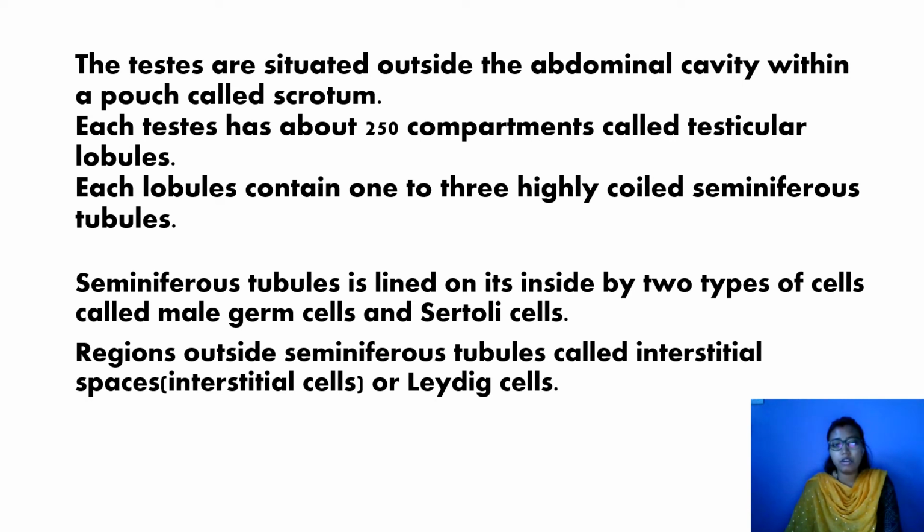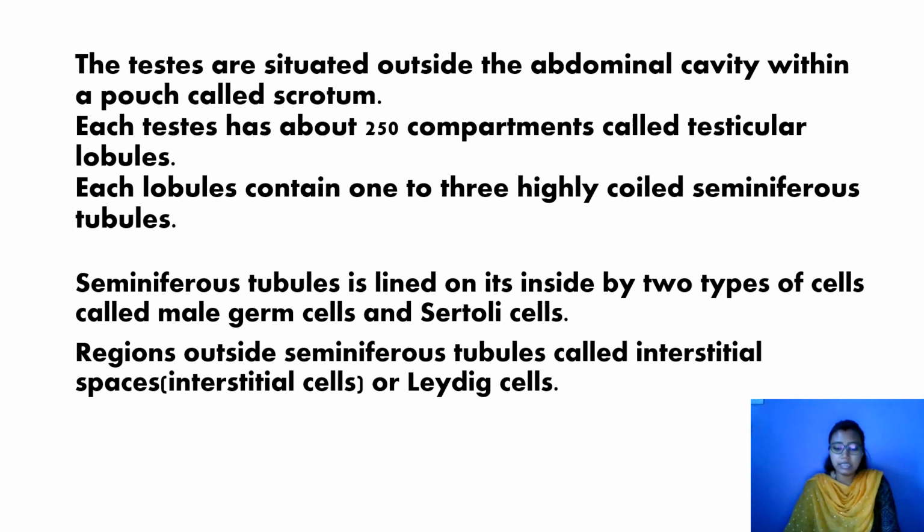Each testis has about 250 compartments called testicular lobules. Lobules contain 1 to 3 highly coiled seminiferous tubules. Seminiferous tubules are lined on the inside by two types of cells called male germ cells and Sertoli cells. The male germ cells undergo meiotic division, which leads to the formation of sperms, and the Sertoli cells provide nutrition to the cells. The regions outside the seminiferous tubules are called interstitial space or interstitial cells.